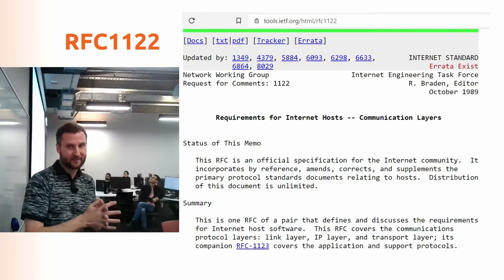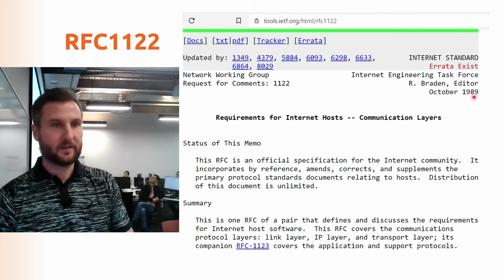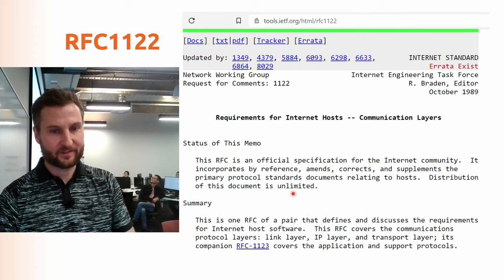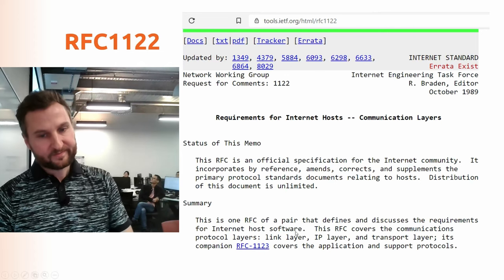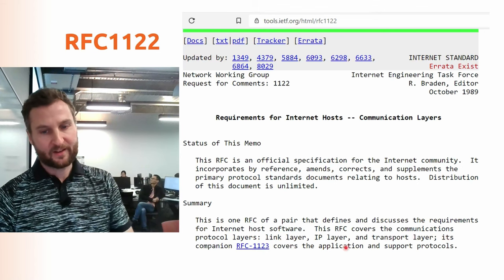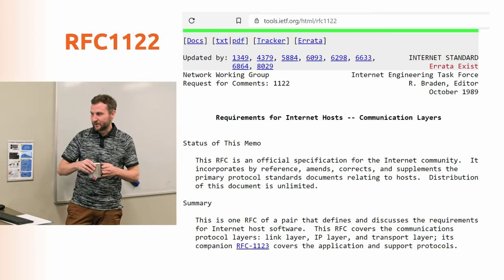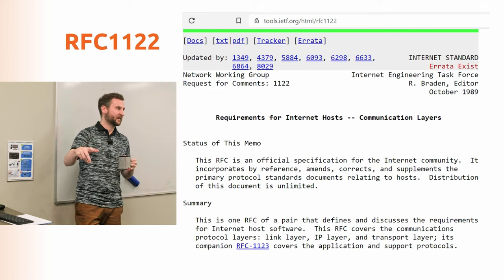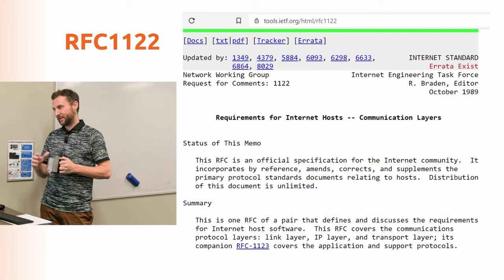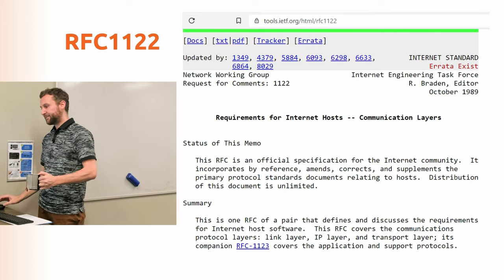Here's a quick example of what this looks like from a long time ago, October 89. RFC 1122, a request for comments, is about communication layers for internet hosts. It covers the link layer, the IP layer, and the transport layer, and another document covers application and support protocols. If you're involved in the networking side of an organization, you probably know a lot about this. This is a modern screenshot of what it looks like in plain text on the web.